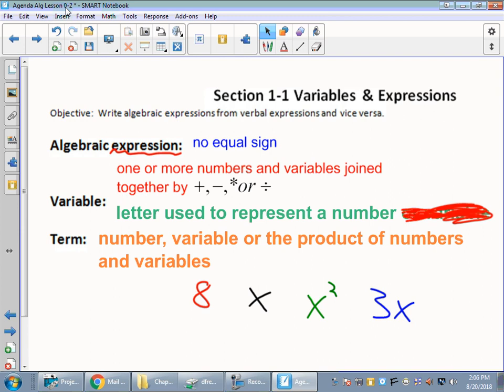So again, why is this important? Because it's just like a foreign language class. You're going to speak Spanish in those classes. This is math class. We're going to speak math. So we're going to make sure that we are using the appropriate terms here. So algebraic expression, variable, and term.